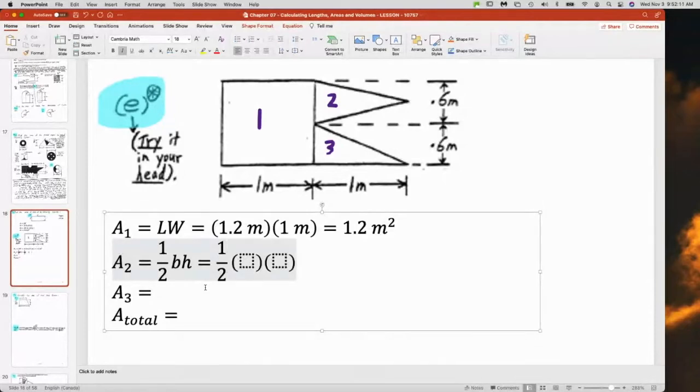So the base and the height. The base is 0.6 and the height is 1. Remember, with the triangle, you're looking at it sideways, so the height of the triangle is sideways. If you do that, what's that? Can someone confirm 0.3 meters squared? Who agrees with 0.3?